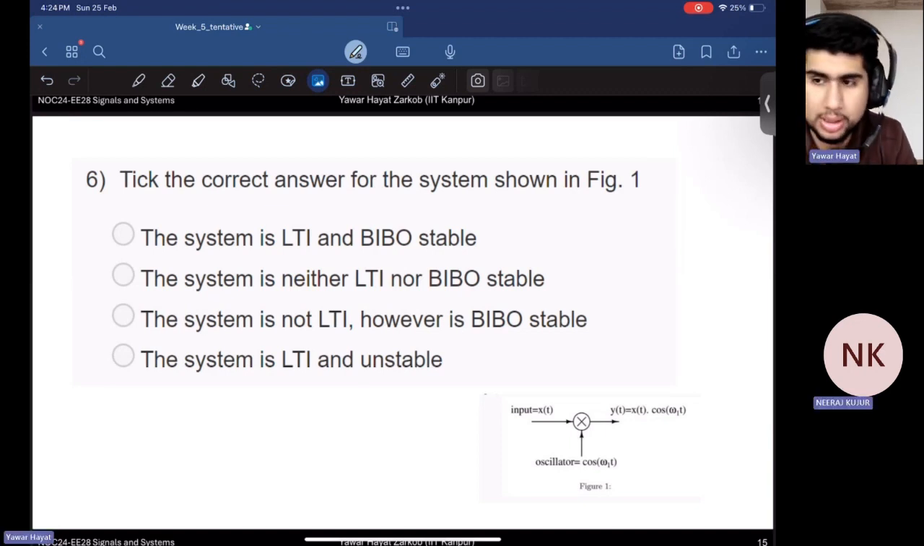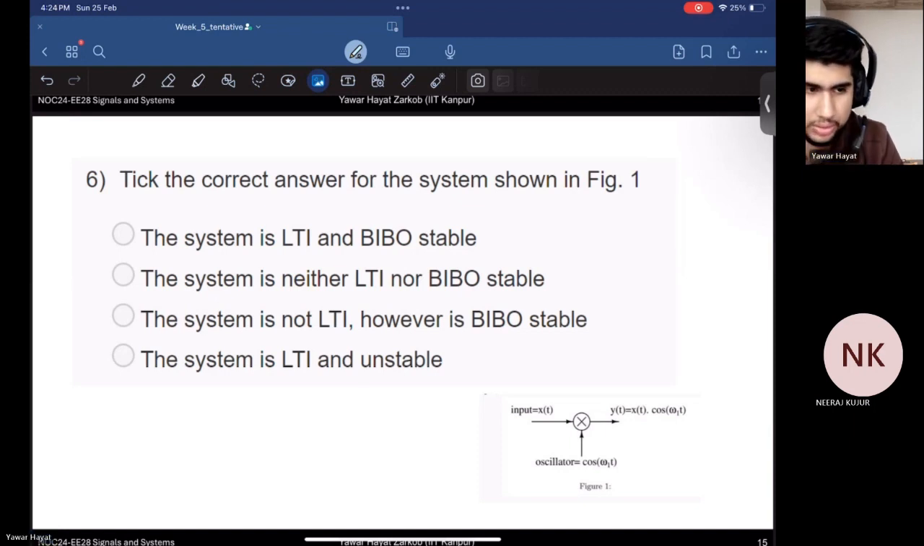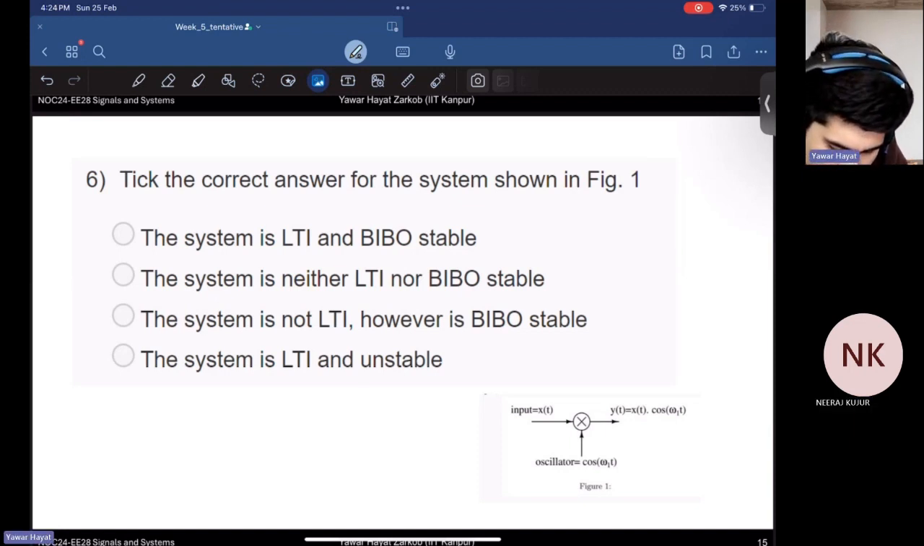Fine. Why? Because the maximum value of cos will go to 1, sir. Yeah, because cos is a bounded function, right? So the output of this y of t will not diverge, and it will remain bounded in amplitude. Okay, so this is bounded input, bounded output stable. So which option is correct?